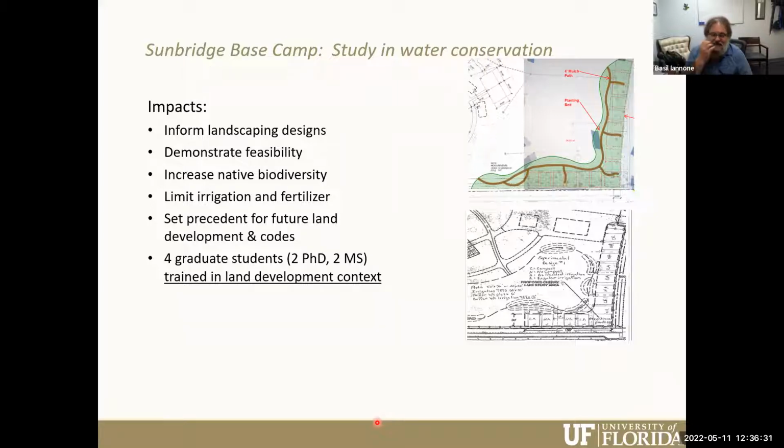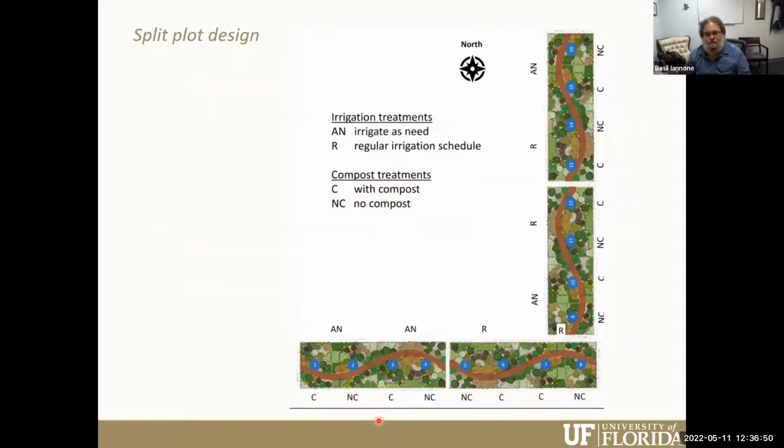And we're also going to involve 4 graduate students, 2 PhD and 2 master's students, who at the end of this aren't just going to be trained in research, they're going to be trained in forming partnerships with private industry to help actually have real in-world impacts of their research, which is very valuable to me, and my lab group for that matter.